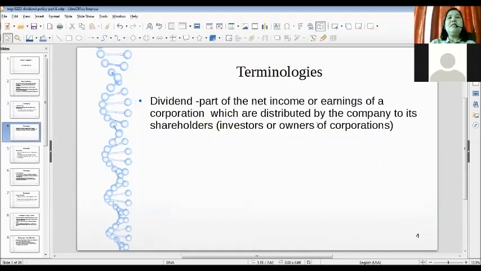Now, let's have some terminologies affected by this dividend policy. Of course, we need to define what a dividend is. In Tagalog, we call this dividendo. It is the earnings of stockholders on the money they paid when they bought stock in the corporation. Let's define it in English. A dividend is the part of the net income or earnings of a corporation which is distributed by the company to the shareholders. And who are these shareholders? The shareholders are the investors or owners of the corporation. So now we know that the ones given dividends are the investors or shareholders.